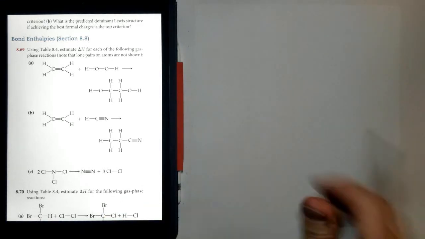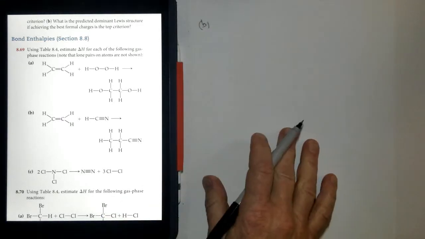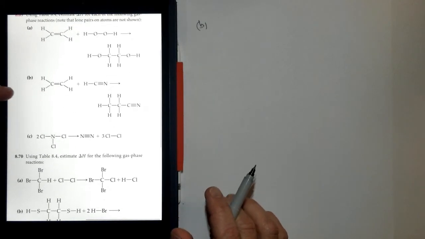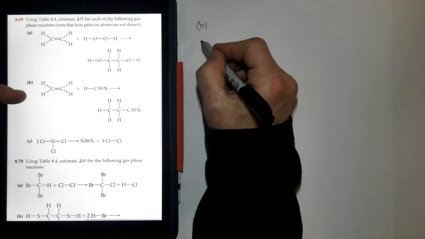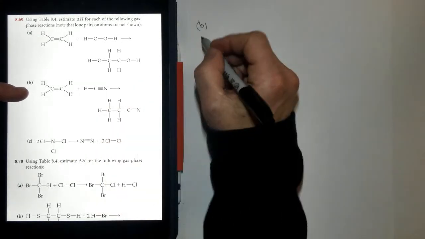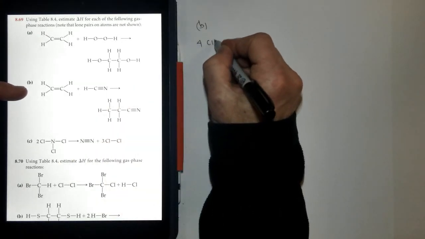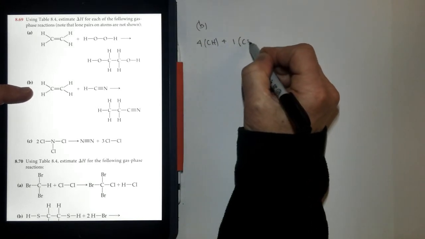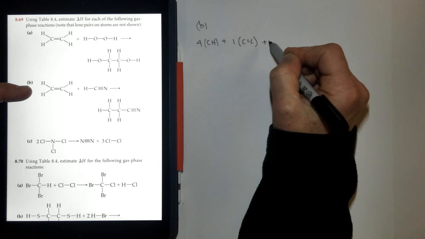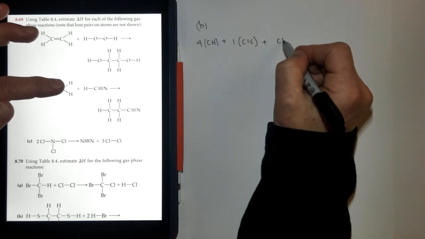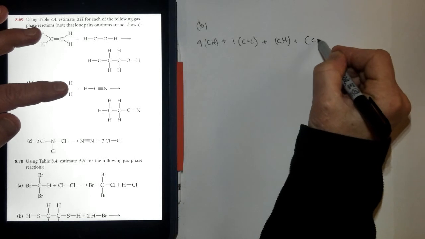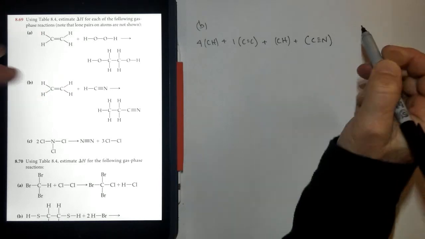I'll do that one completely, and then I'll just give you the answer for letter C, because you can set that one up as well. Letter B here, we have the same substance where we've got the bonds broken right here. We've got 4 carbon-hydrogen bonds. We've got a carbon-carbon double bond. And then we've got a carbon-hydrogen single bond, 1 of those right here. And then we have 1 carbon-nitrogen triple bond.